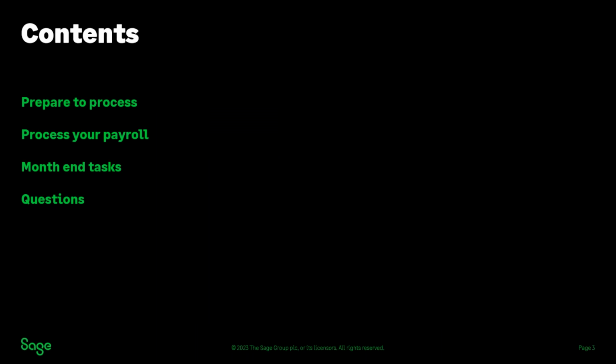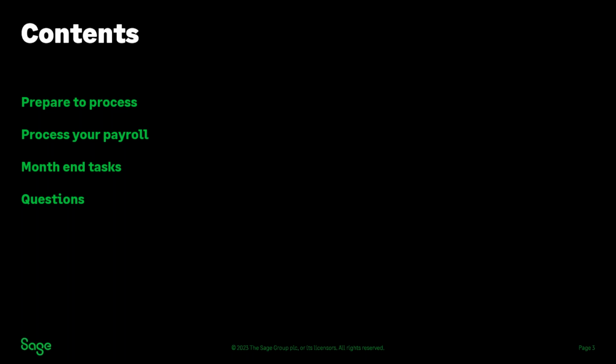Let's take a look at what we're going to cover in the webinar today. So it's a webinar of 3 parts. We're going to start with preparing to process a pay run. So I'm going to take you through a preparation checklist, including how to deal with new starters. We're then going to move on and process a payroll. So I'll take you through a typical pay run, focusing on 5 key tasks, but also explaining some of the other things that happen in and around those tasks.